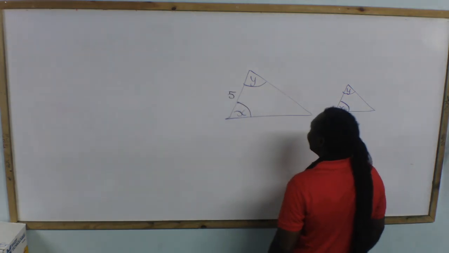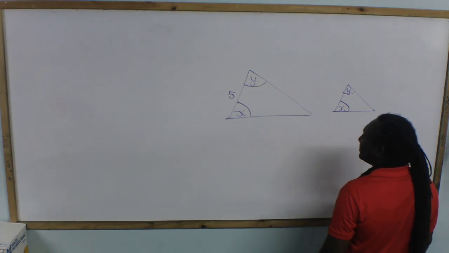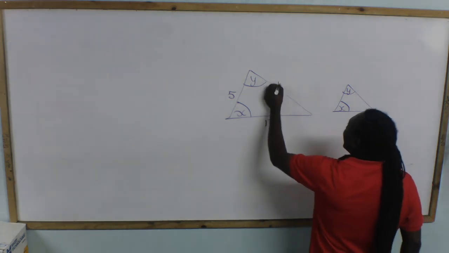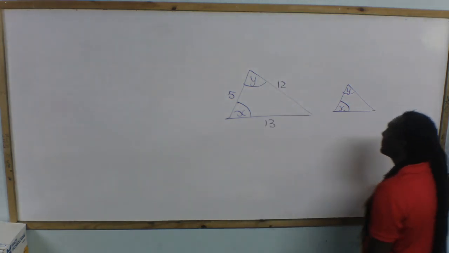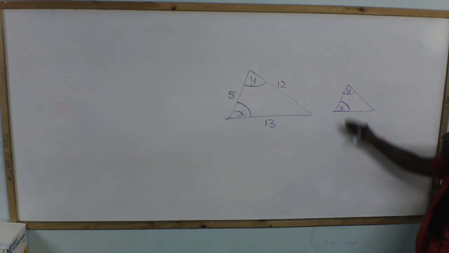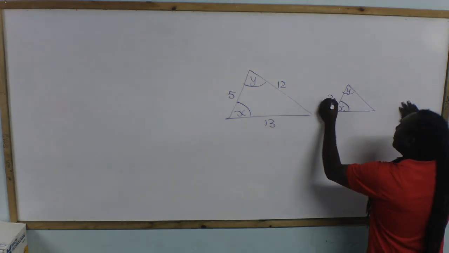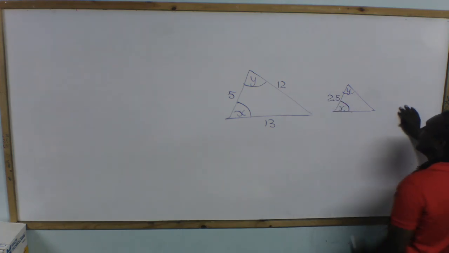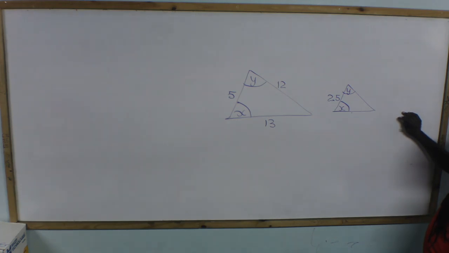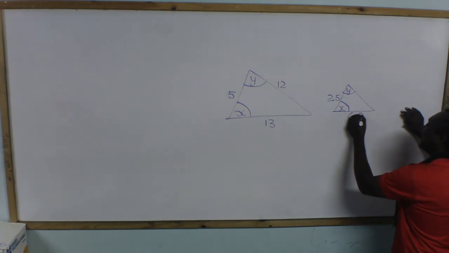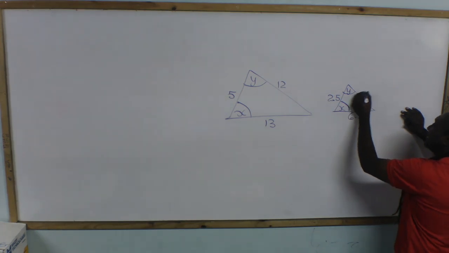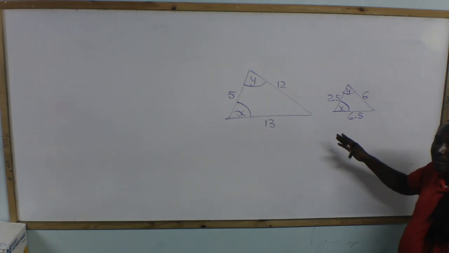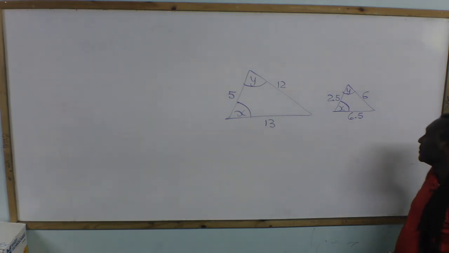Say this one is 5 units, this one is 13 units, and this one is 12 units. Maybe this is half of 5, so this would be 2.5. This one will be 6.5, and then this one will be 6. So this is the background of trigonometry.